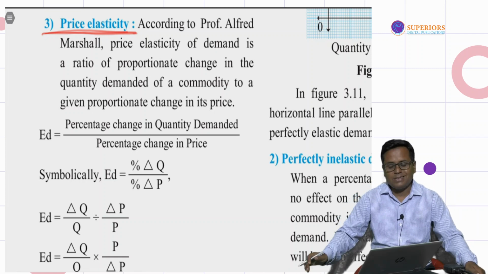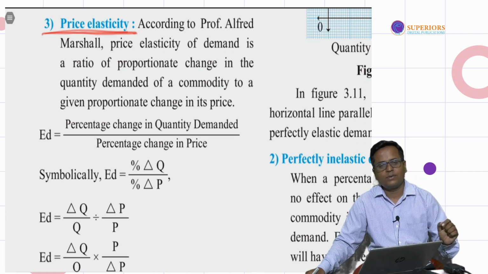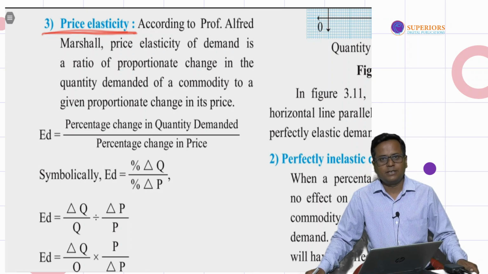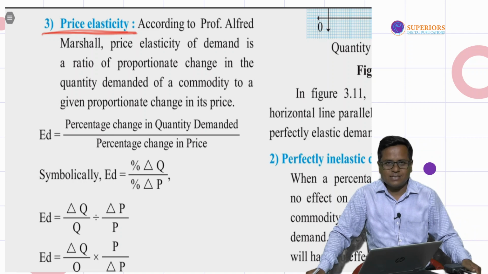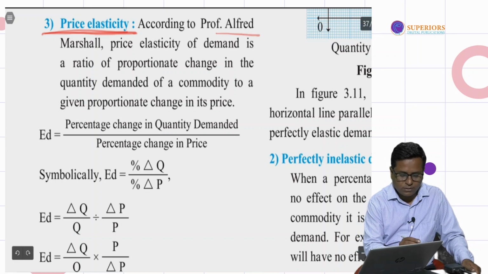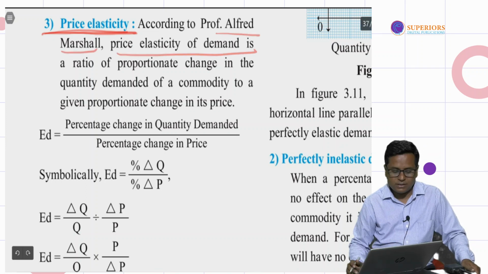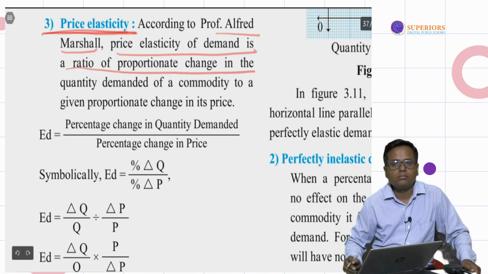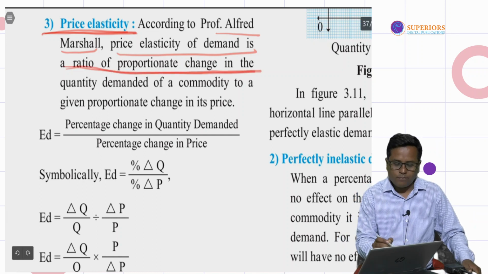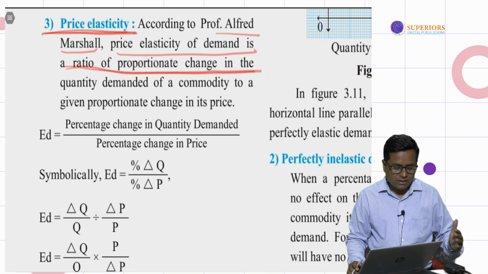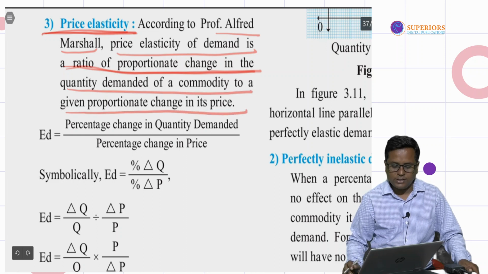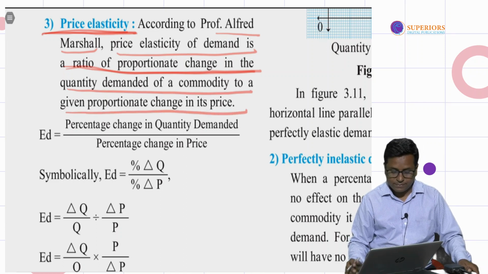What is meant by price elasticity of demand? It is the degree of responsiveness of quantity demanded of a commodity to the change in its price, other things remaining constant. In the words of Dr. Alfred Marshall, price elasticity of demand is a ratio of proportionate change in the quantity demanded of a commodity to a given proportionate change in its price.